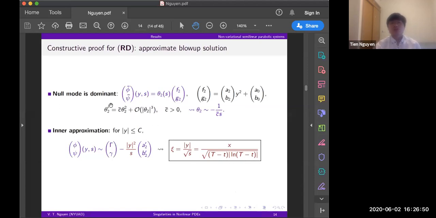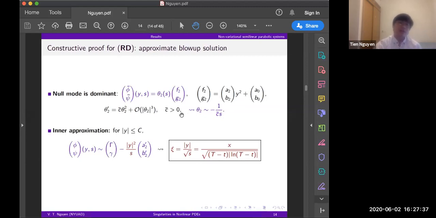And then we need to refine the approximate solution more. We don't want the approximate solution to be the constant solution. So if we take the zero mode dominant, this means that we take the solution of this form, where F2 and G2 are the Hermite polynomial and the eigenfunction corresponding to the eigenvalue 0. When we plug this into the system and project onto the zero mode, we end up with this leading ODE. And this ODE easily gives you the solution decaying like 1 over S.